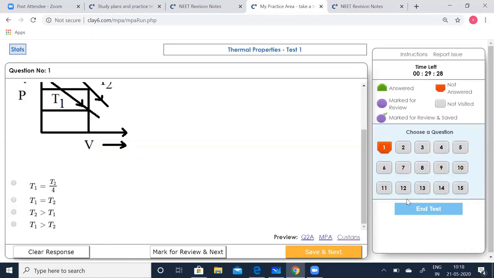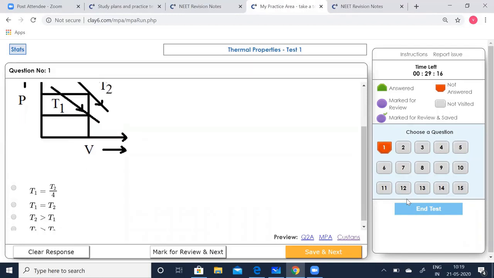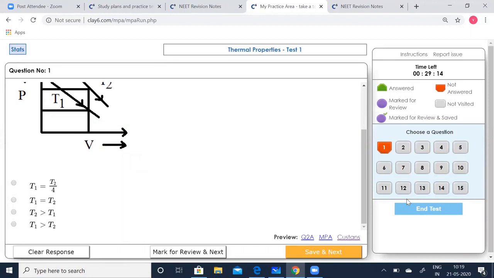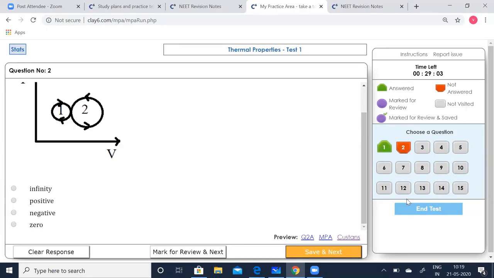For a given volume, P is going to be greater for higher values of temperature. So whenever the temperature increases, the pressure is also going to be more. So obviously you can say that T2 is greater than T1. So option C is correct. Save that. Go to the next.